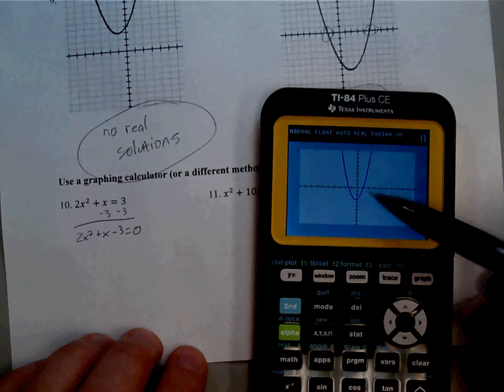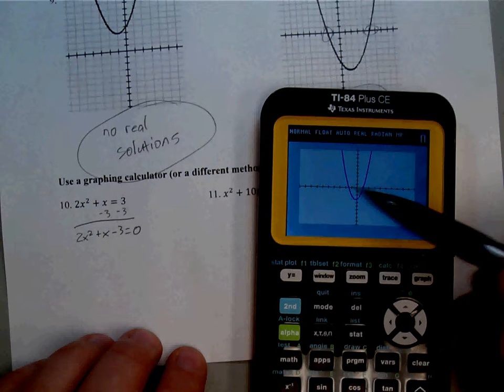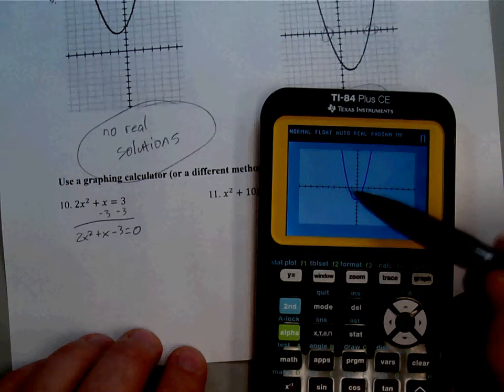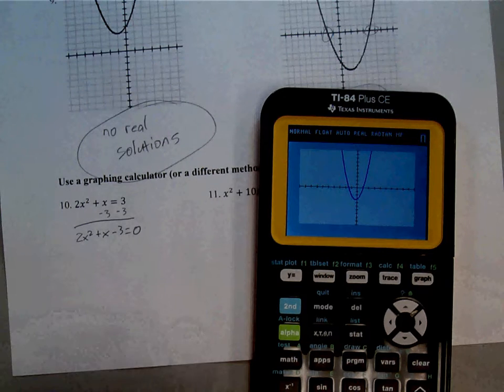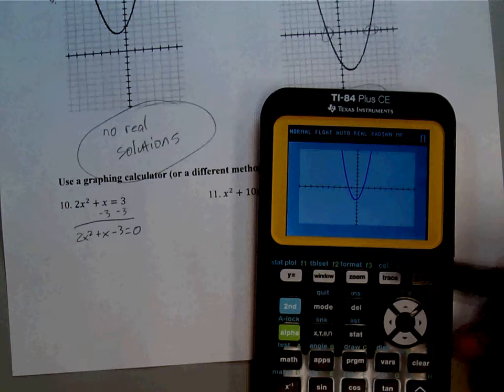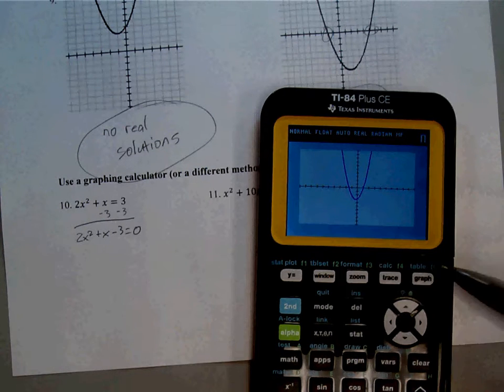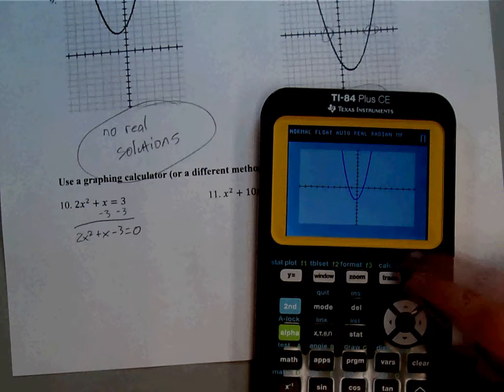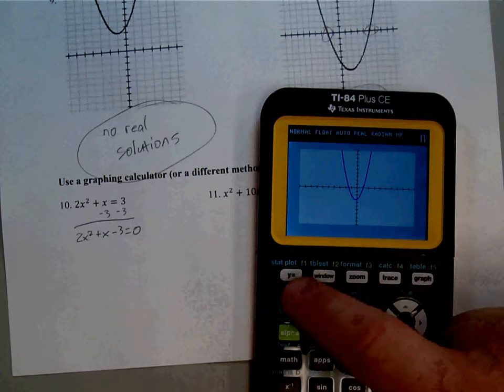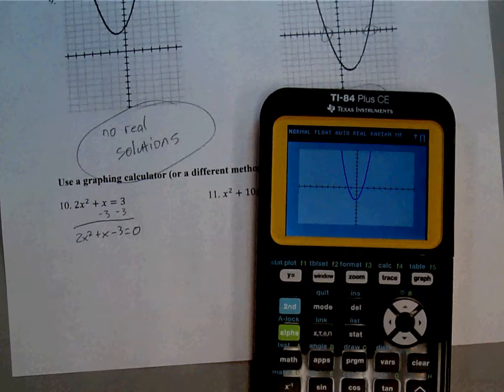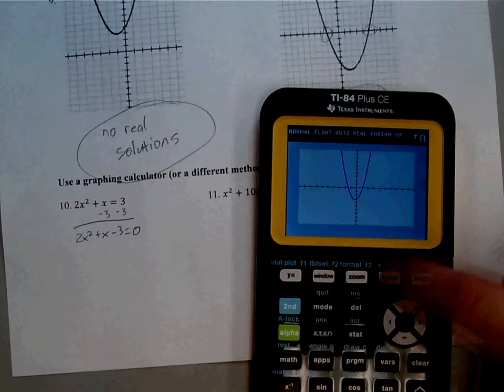It looks like it touches probably at positive 1. This one looks like maybe negative 1.5 or something. We can verify for sure what it is by going to this calc menu. It's in blue, right above trace, where I'm pointing. Since it's in blue, I have to hit second, and then hit that trace/calc button.